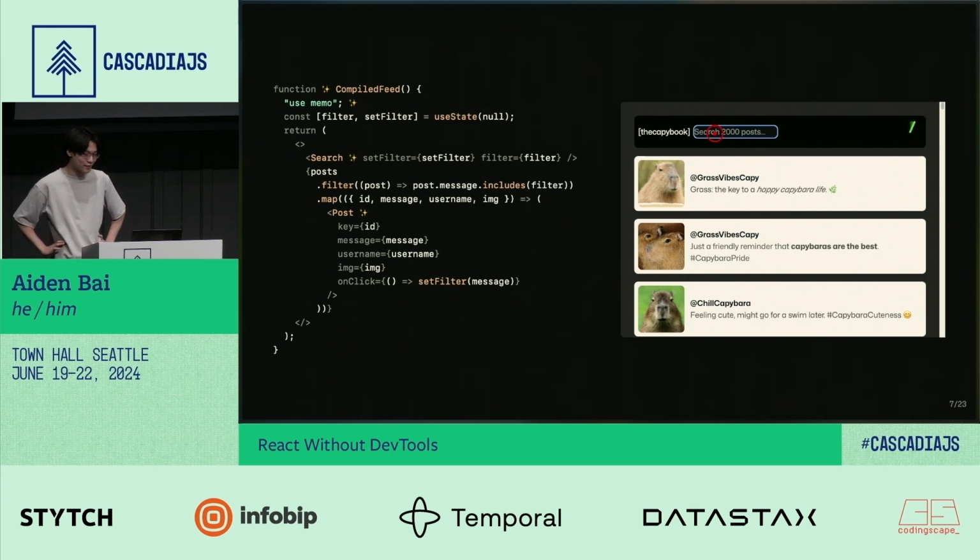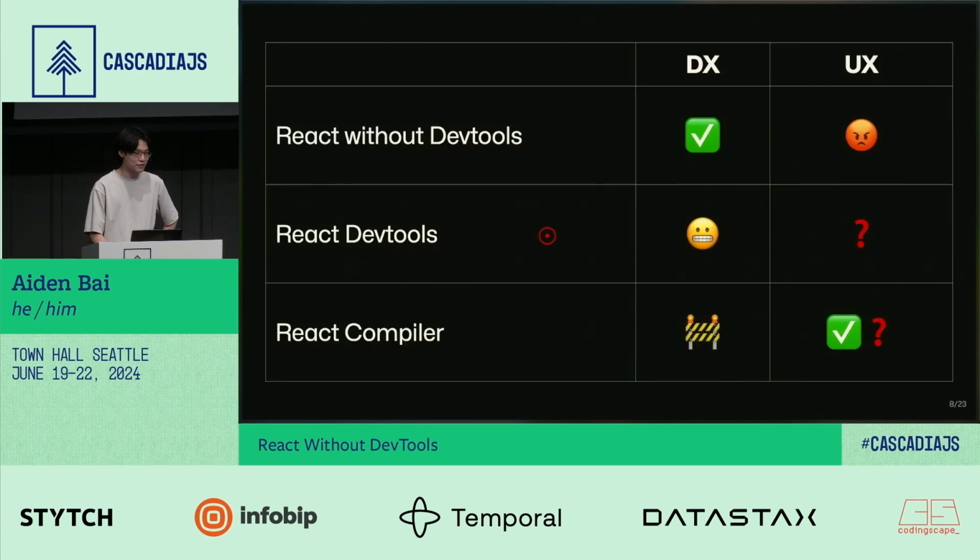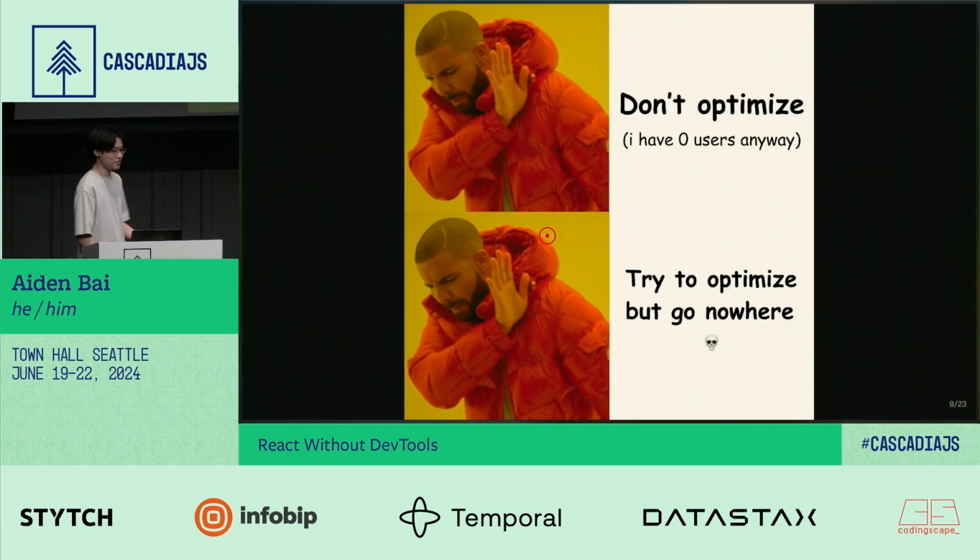Crap. Now I'm out of all my options. I've tried using React without DevTools. Doesn't work. React DevTools, I got confused and memoized everything. And then I tried using React Compiler, which hypothetically should work, but kind of doesn't also. It seems like we've reached a dilemma. We have a super slow web app that compromises user experience, but I simply can't figure out how to fix it. We either don't optimize or try to optimize and fail. This sucks.